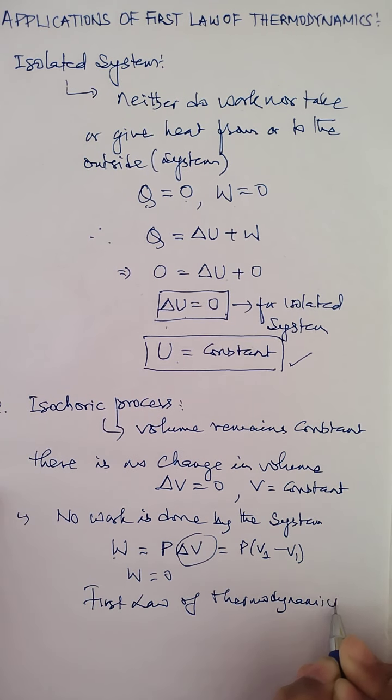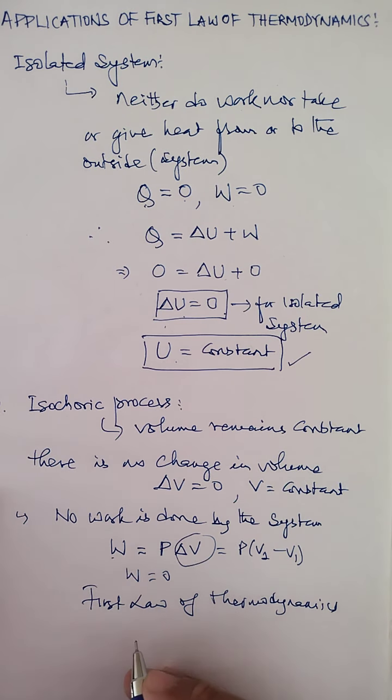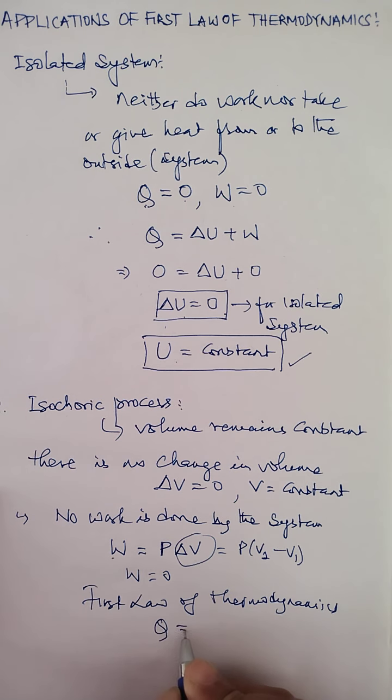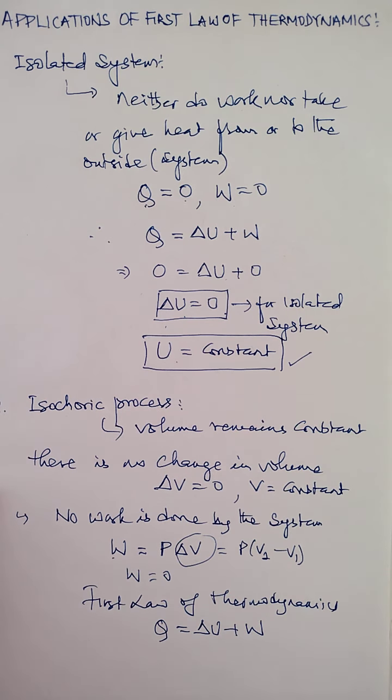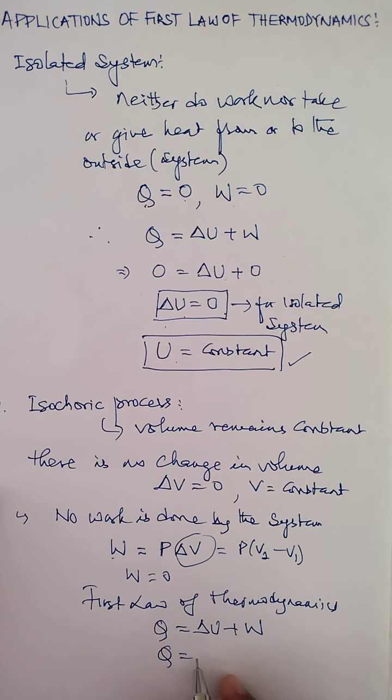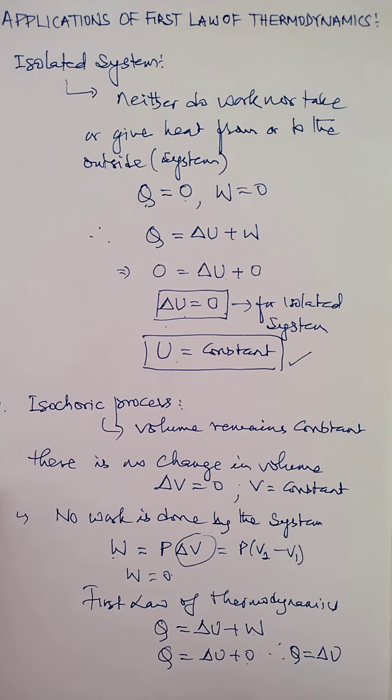The first law of thermodynamics can be expressed as Q = ΔU + W. In this case W is 0, so I write Q = ΔU + 0, because under this process there is no change in volume, and that's why no work is done by the system. That means W is 0. If W is 0, then Q equals what? ΔU.